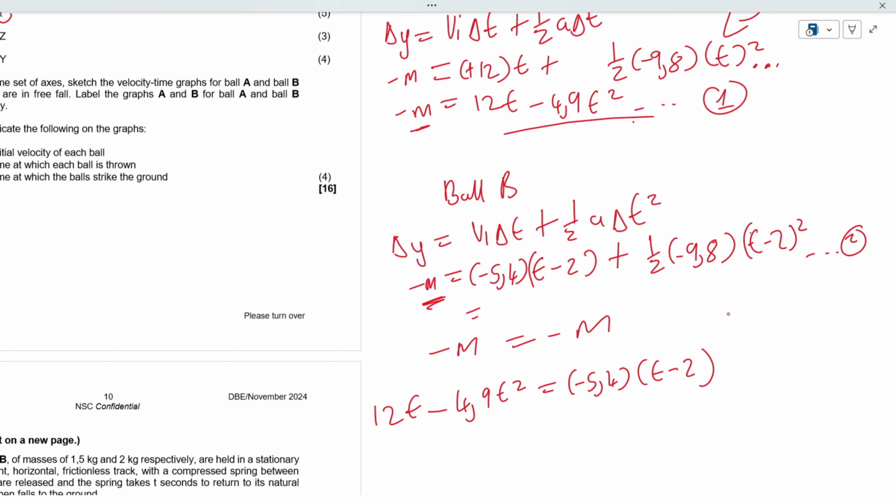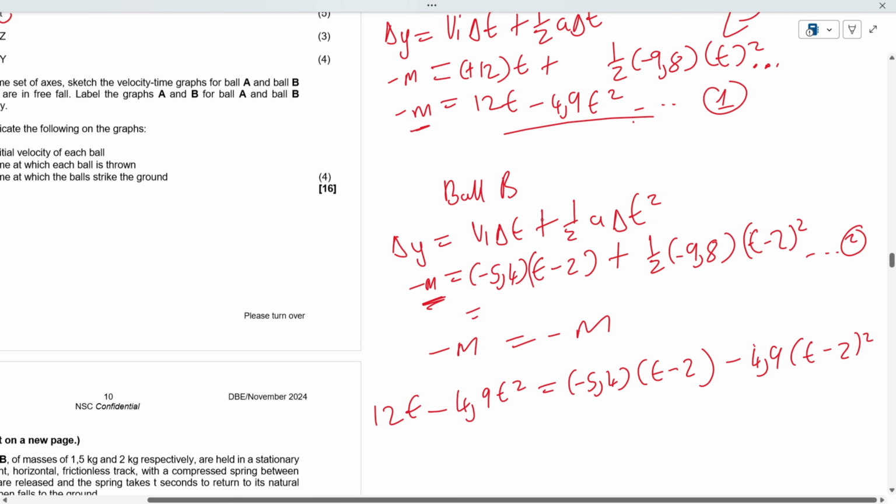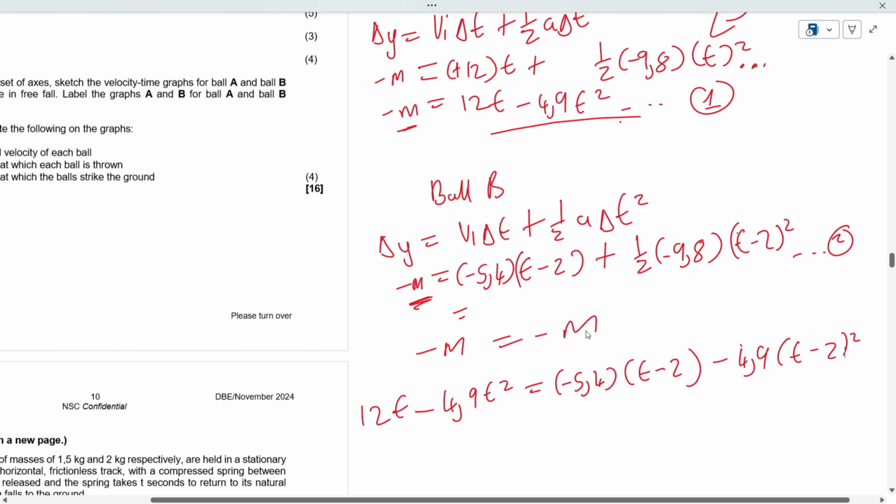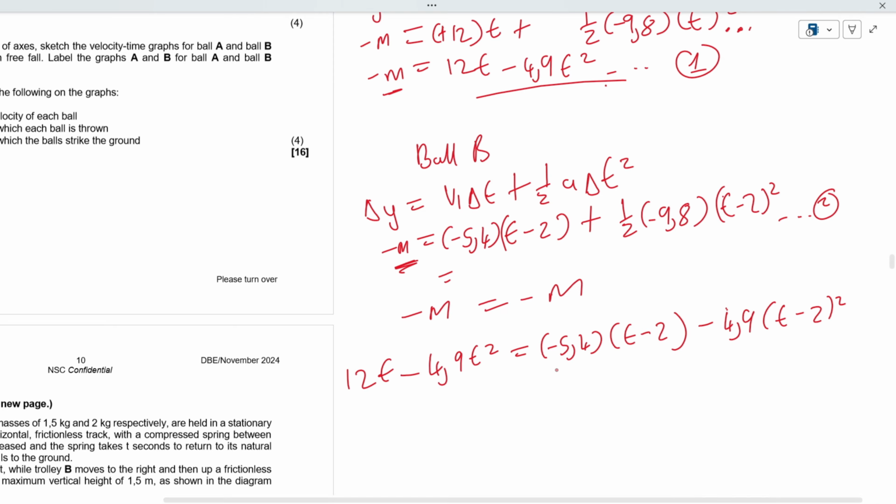So half of this is just gonna be 4.9 if I'm not mistaken. So yeah, it's just the same there, negative 4.9, and then t minus 2 squared. So we are just left with the maths. The science is over. So now this is going to be a trinomial. It's going to be a trinomial.